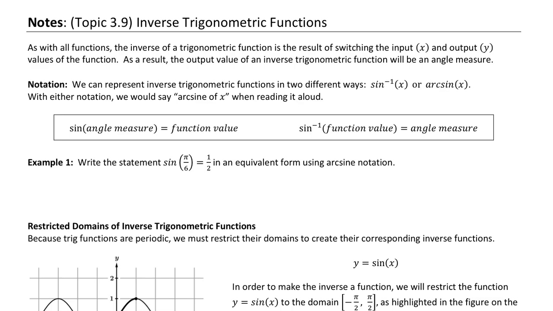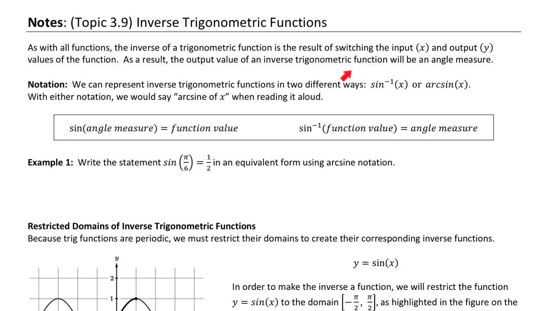So as with all functions, these sine, cosine, and tangent functions that we've been working with are functions, which means they have inverse operations. And the inverse of trig functions is a result of switching the input and the output, which gives us a new type of function called an inverse trigonometric function.